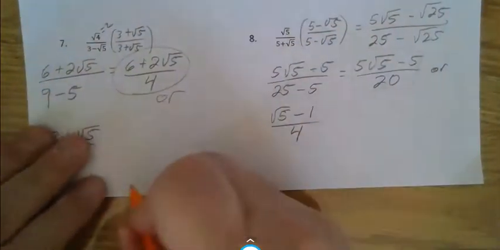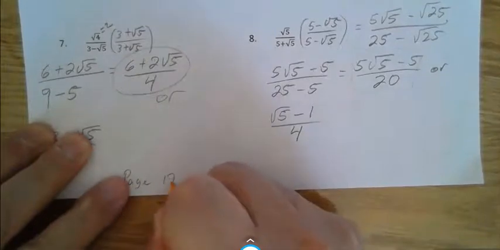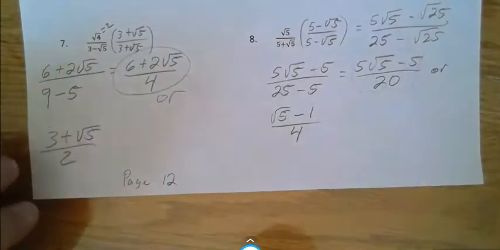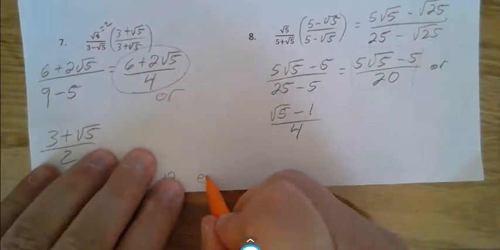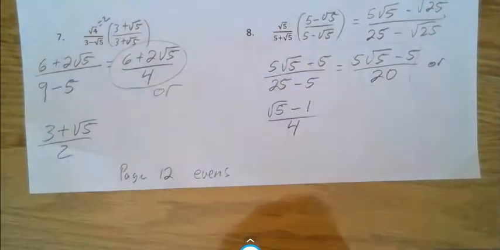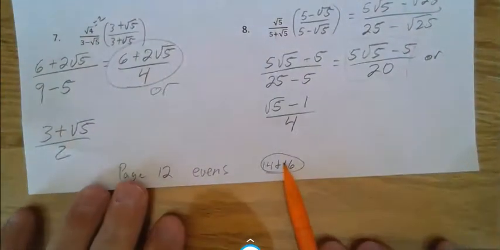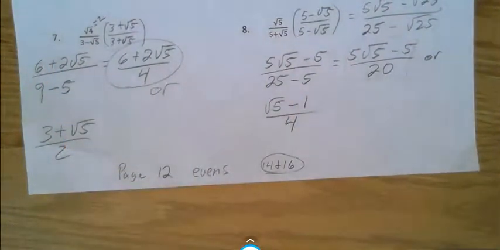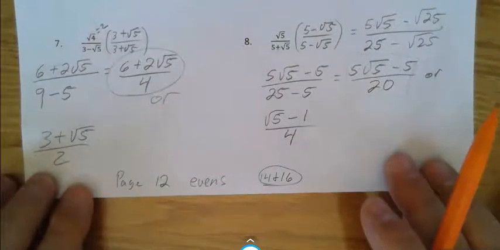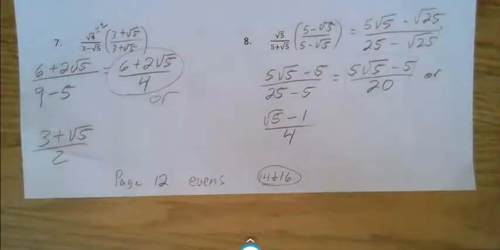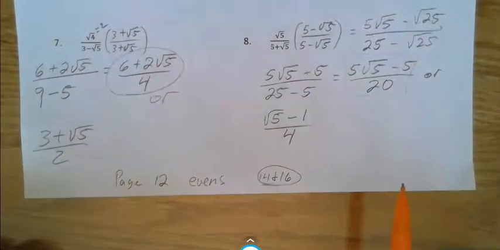page 12. I'll write that on here. Page 12, and you are going to do the evens. And when you get to the bottom, number 14 and number 16 are the 2 that are like 7 and 8. Okay? But you better know how to do 2 through 12 evens. Anyways. So, simplifying radical expressions. Good luck.